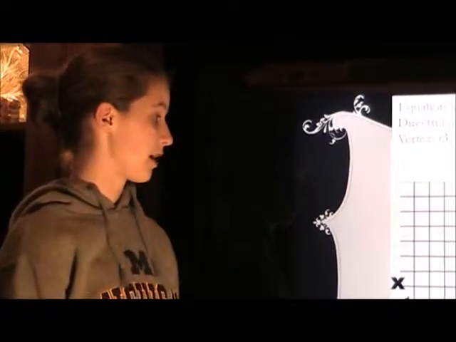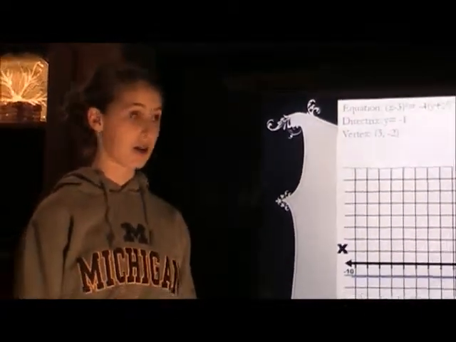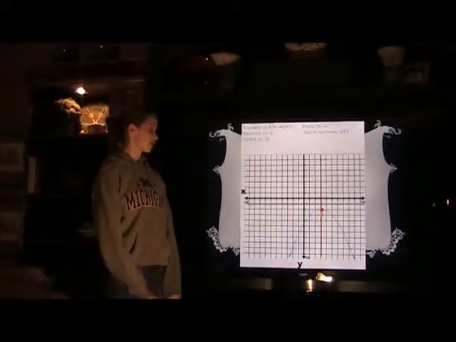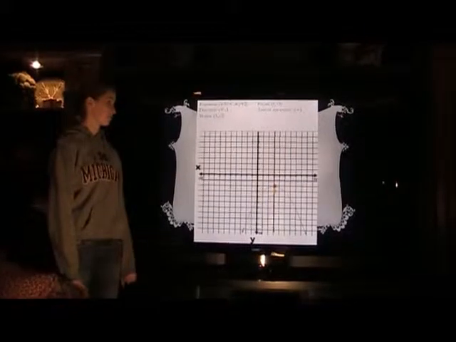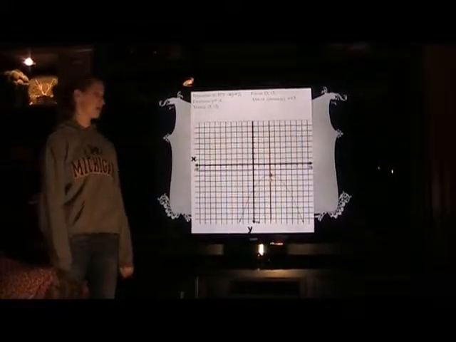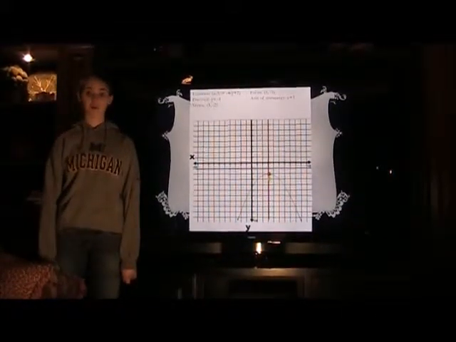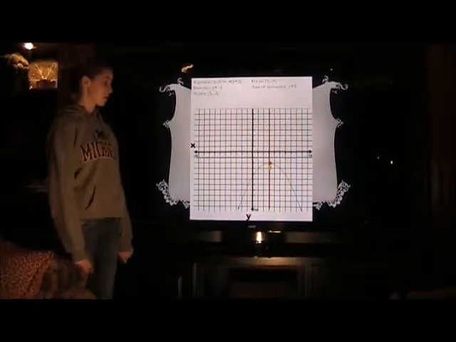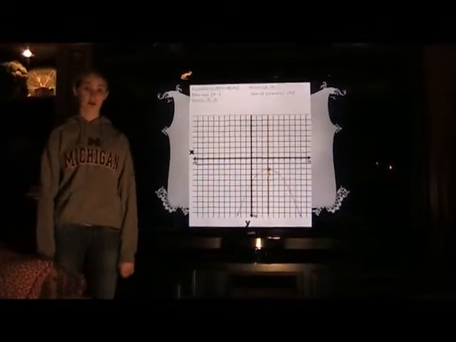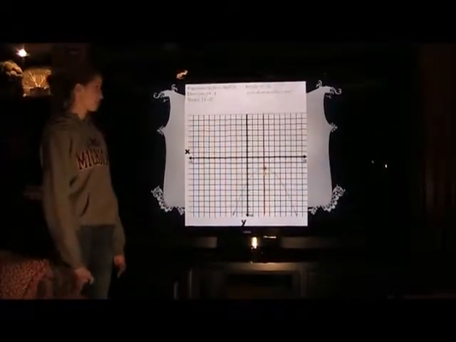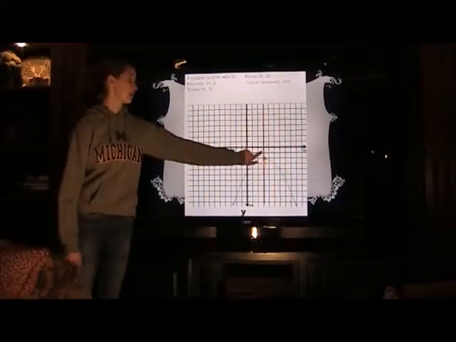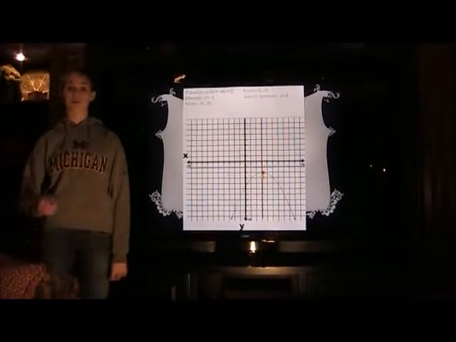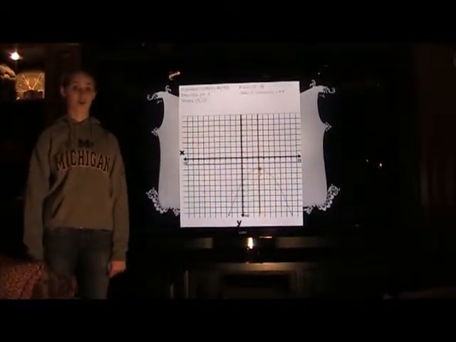This graph has an equation of x minus 3 squared equals negative 4 times y plus 2. We know this because the vertex is 3, negative 2. The focus is 3, negative 3, because negative 4 equals negative 4p, so p must equal negative 1. So the focus is negative 1 units along the transverse axis from the center. The focus is 3, negative 3. The directrix is y equals negative 1 because it is 1 unit in the opposite direction of the focus from the center.